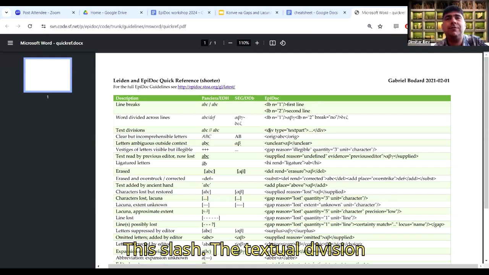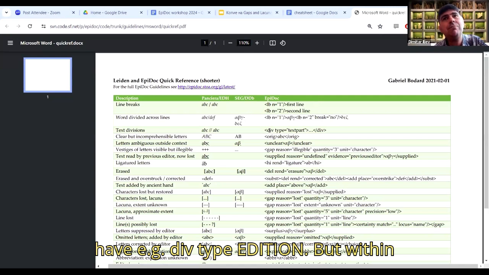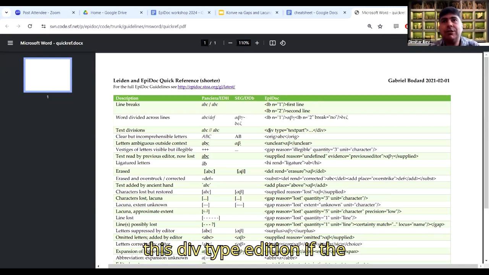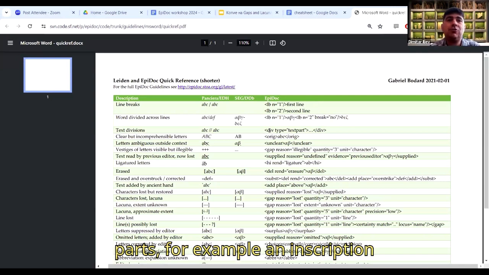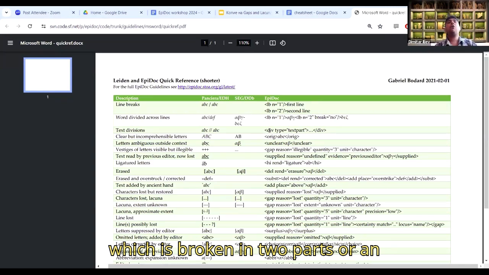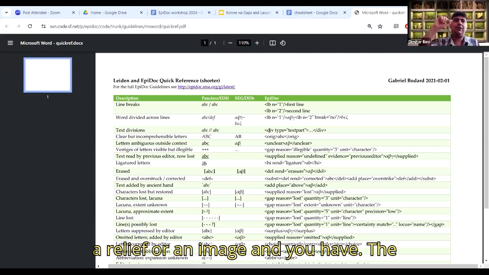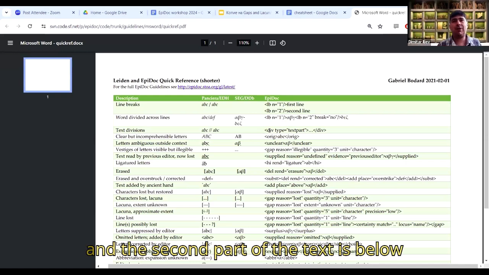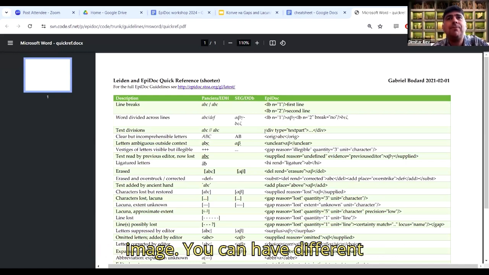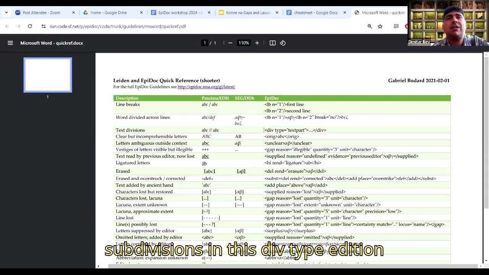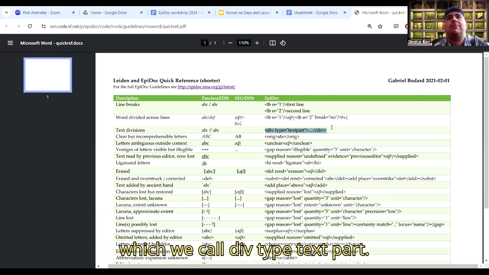The textual divisions, as Elena said, are div type. We have different div types. You have div type addition, but within this div type addition, if the text itself is broken into parts, for example an inscription which is broken in two parts, or an inscription which contains a relief or an image, and the first part of the text is above the image and the second part of the text is below the image, you can have different subdivisions in this div type addition, with div type textpart.